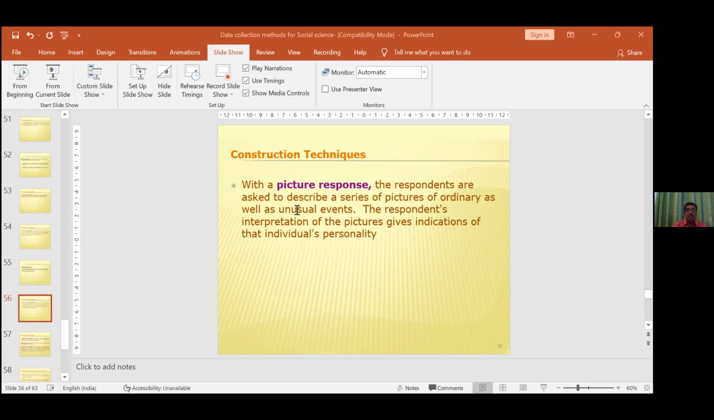Okay. Similarly, we can also collect data through the construction technique. What is a construction technique? Just you will give a picture. Based on the picture, the respondents are asked to describe the series of pictures. Say, for example, some picture or some cartoon will be given. Based on the cartoon, the respondents are asked to give their own opinion. This is a construction technique.